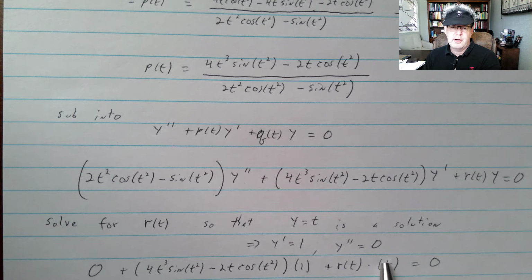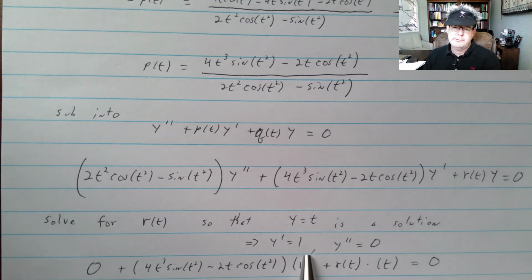Let's solve for R of t so that one of them is a solution. I can either choose the sine of t squared, which is a little more complicated, or let's choose the t to be a solution.